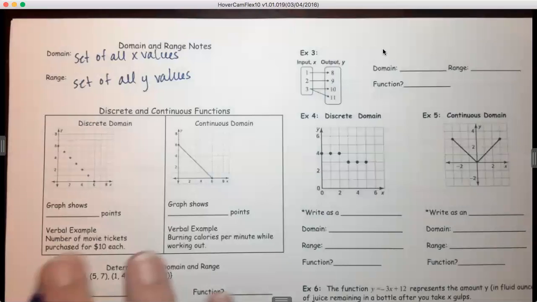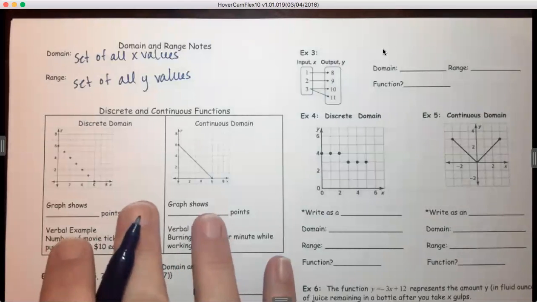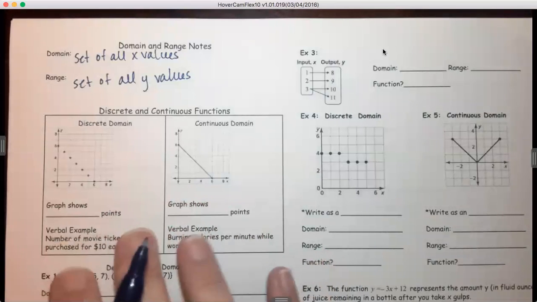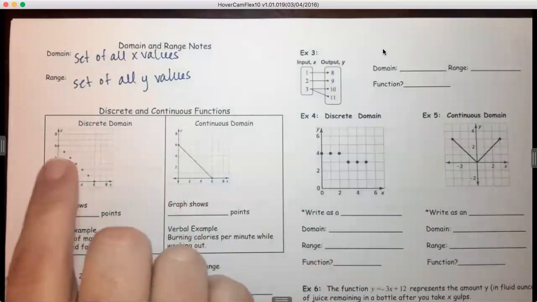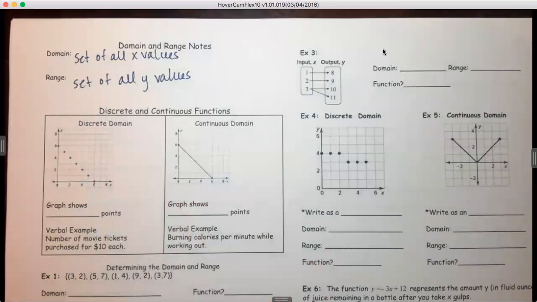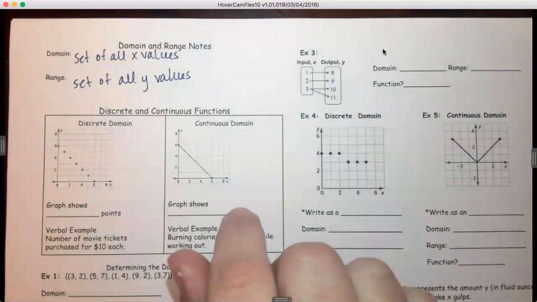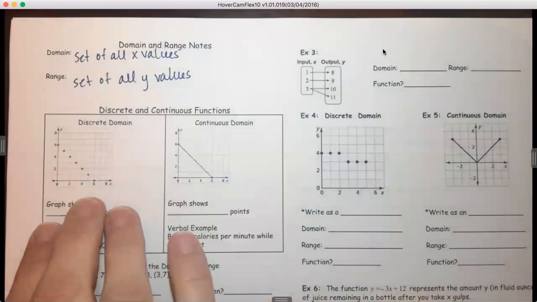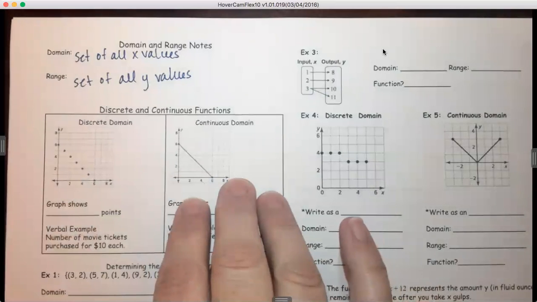We do not need to really talk about necessarily discrete and continuous. I'll just go over just a little bit. Discrete is if you only have points on a graph, and continuous is if you have a line on a graph. The difference is dots or points get a list and a line gets an inequality.